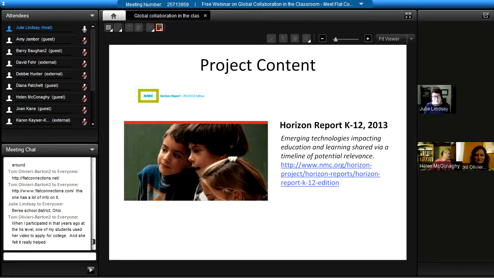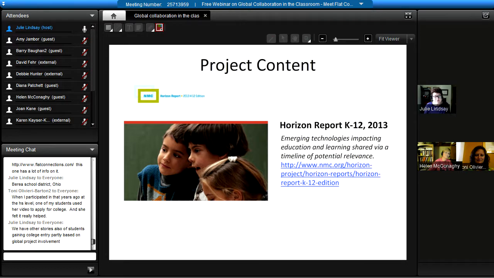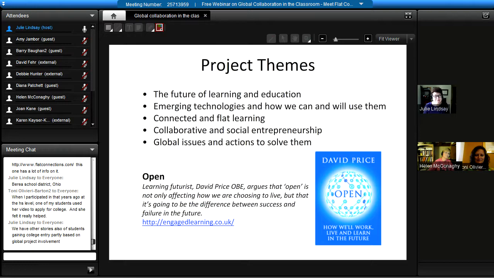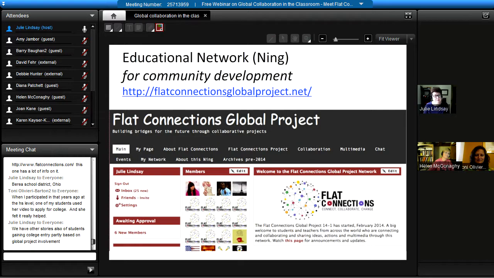Our project this last year was focused on the Horizon report, and each of the teams had a different topic from that report, and they researched it together. They had different jobs, and then they came together and produced many things. So the project themes are there. It also infused David Price's book Open and the concepts and topics in that book. It's been very interesting to see them put these together and how those topics and that research have evolved.